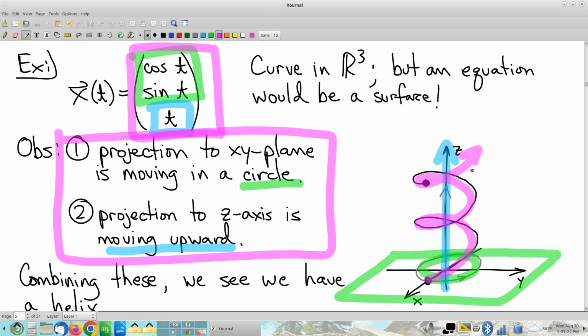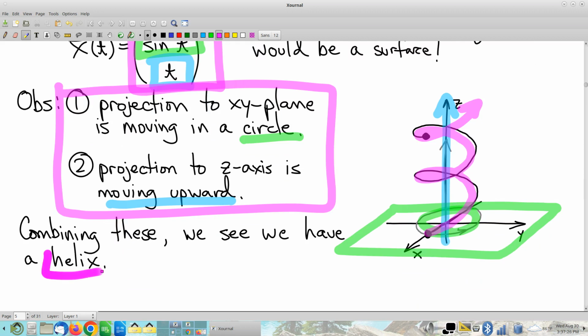It's a corkscrew, more commonly known in math circles as a helix. Everybody see that? Well, there's a certain amount of geometric intuition, just using your sense of geometry to put these two observations together to draw this conclusion. Cool.